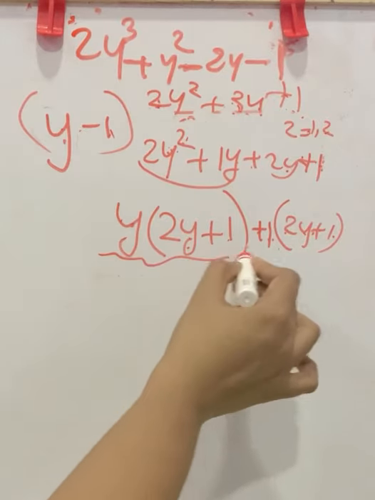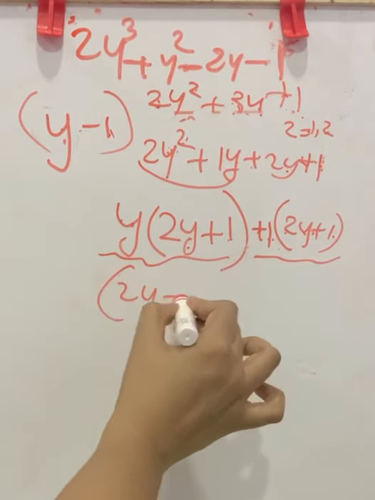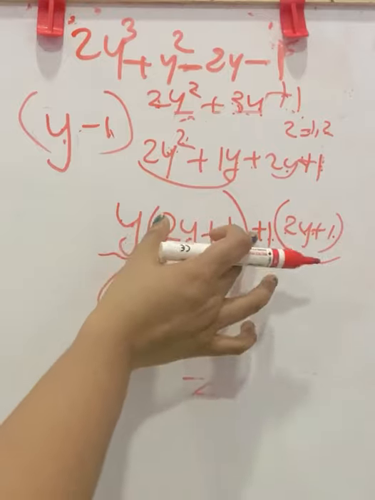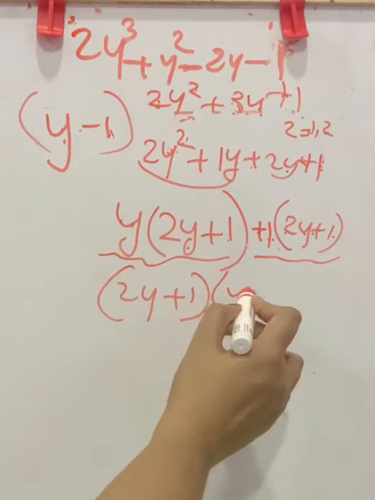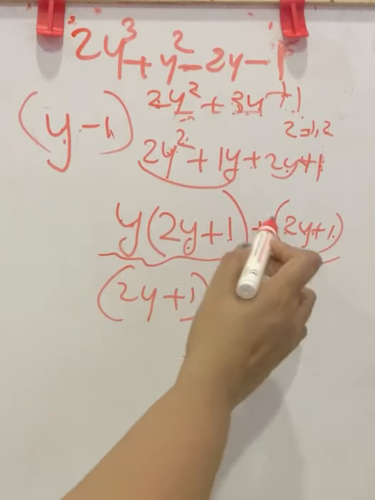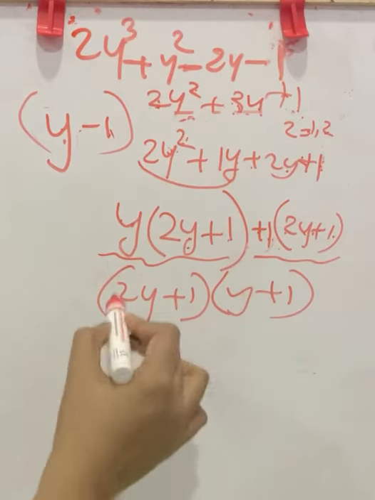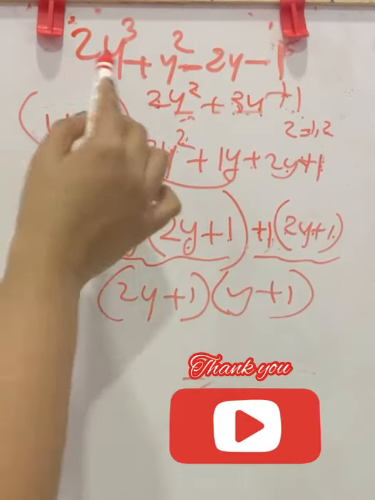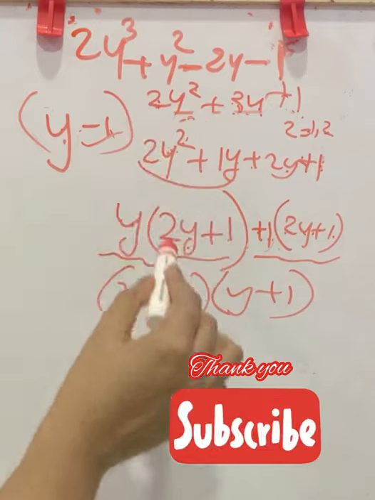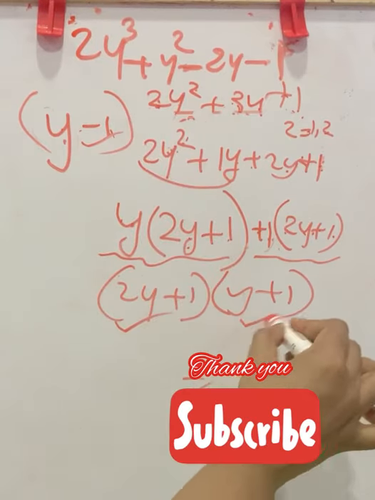Now from this term and this term, the bracket is common here. Take it outside. Bracket gone outside, so balance is here y. Bracket gone outside, balance is plus 1. Now the three factors of this cubic polynomial are y minus 1, 2y plus 1 and y plus 1.